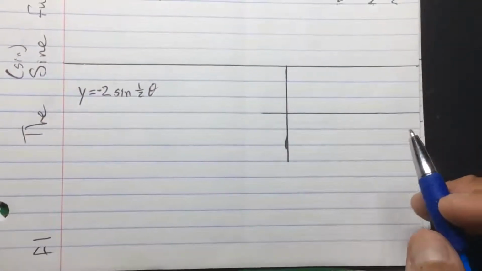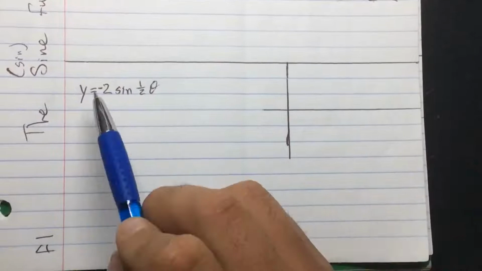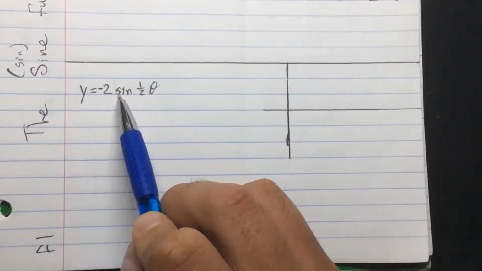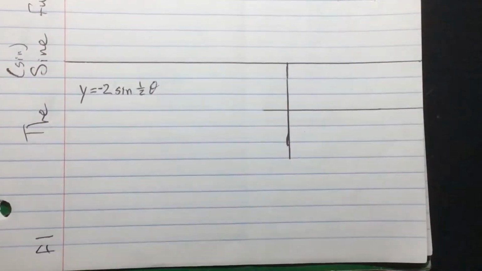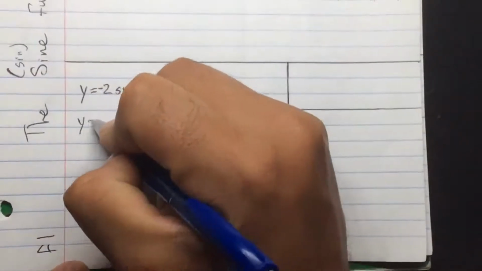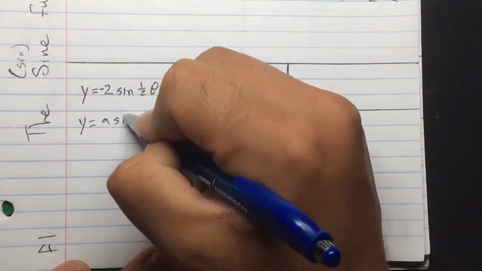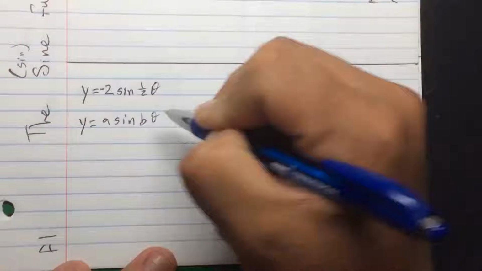This is part 3 of Foldable Rule 1. For this one we have y is equal to negative 2 sine 1/2 theta. And once again we're going to be using our formula y is equal to a sine b theta.